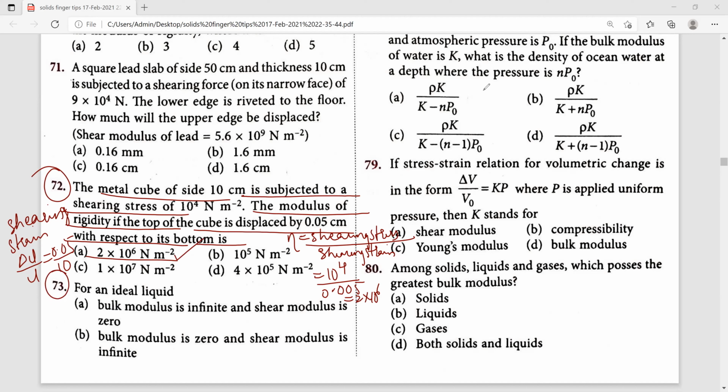Next, 73. For an ideal liquid, 4 options are given. Only 2 are visible here, the other 2 I will show. So we know for an ideal liquid, bulk modulus is infinity and shear modulus value is 0. If you remember the value, definitely you can choose the right answer. For the 73rd one, the right answer is the 8th one, because it is based on a theoretical concept itself.